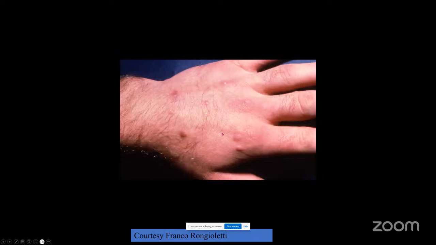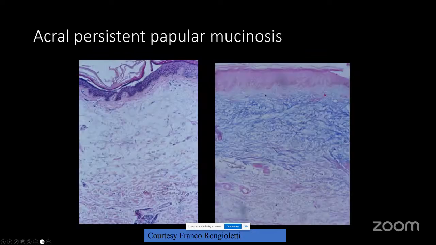And here is from my friend Franco Rongioletti, who has really devoted his life to studying the mucinoses and publishing on them. So he's done a lot of work on this, and I borrowed this from him. And you can see here increased dermal mucin, not as many fibroblasts. It's sort of more of a true mucinosis there.